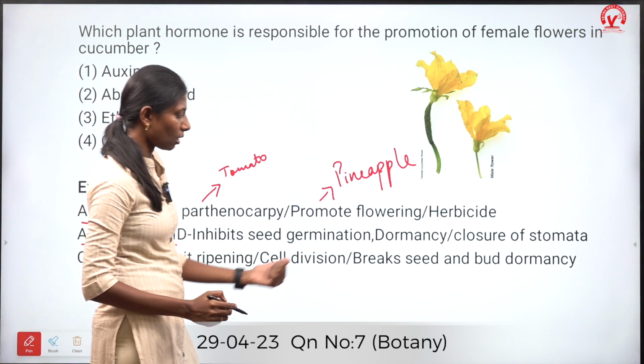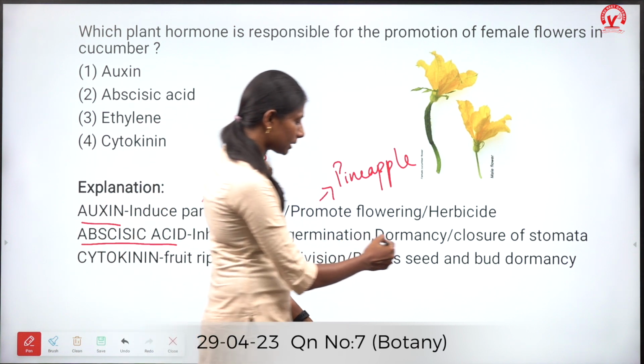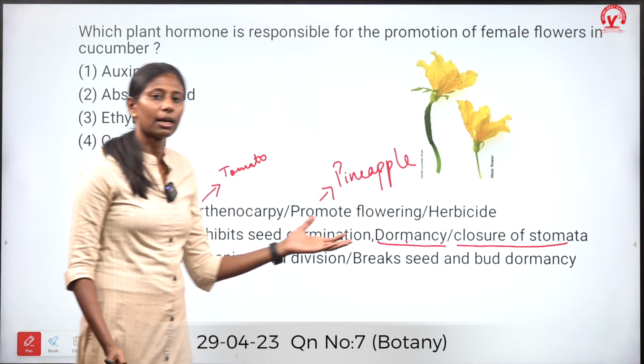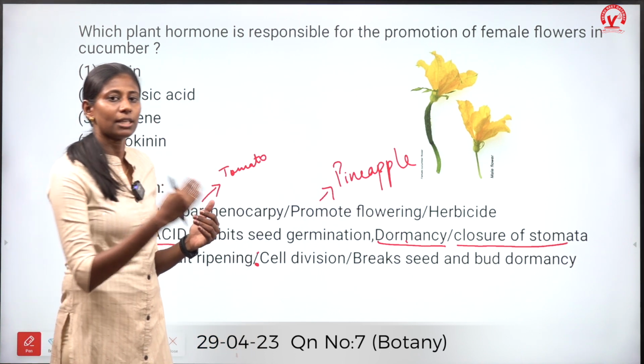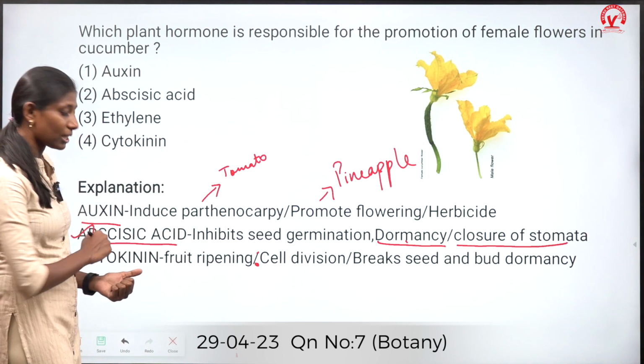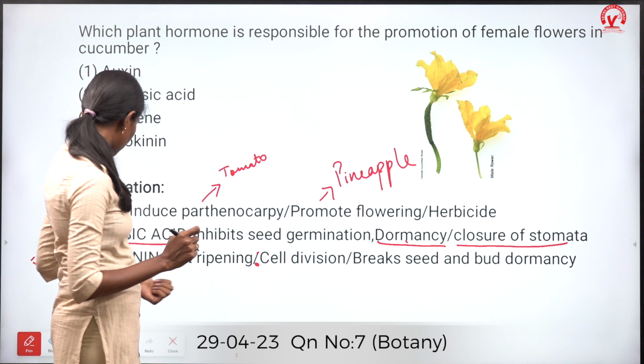Abscisic acid. Abscisic acid will inhibit the seed germination, and also it will induce dormancy and closure of stomata. By promoting the closure of stomata, it can give the plants the ability to withstand stress. So that's why abscisic acid is also known as stress hormone. You have to know this.